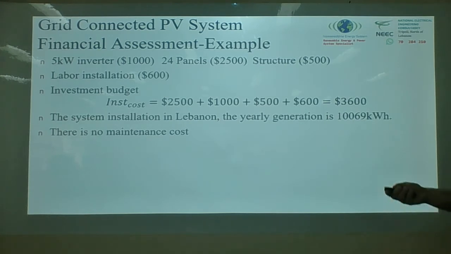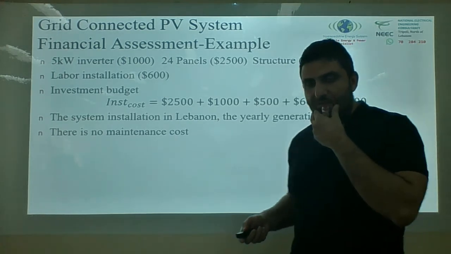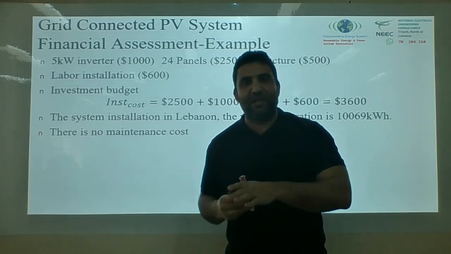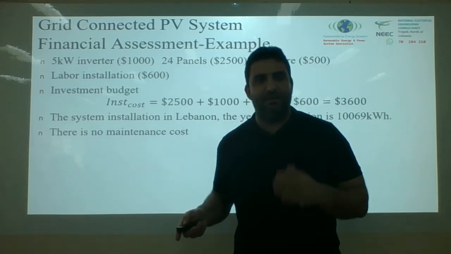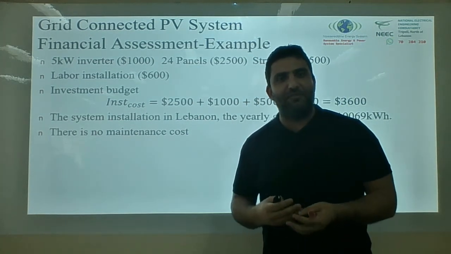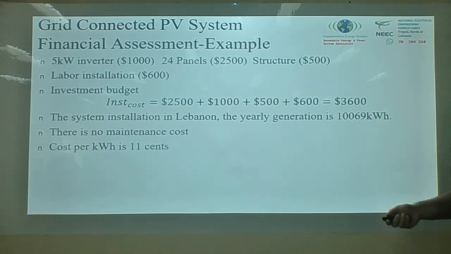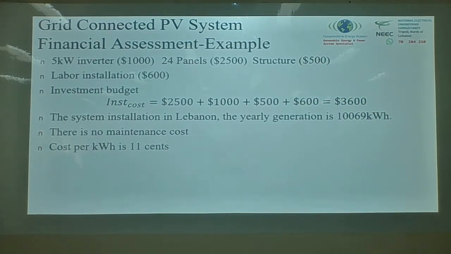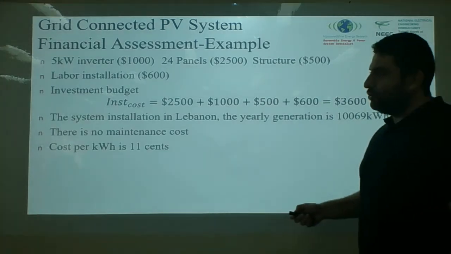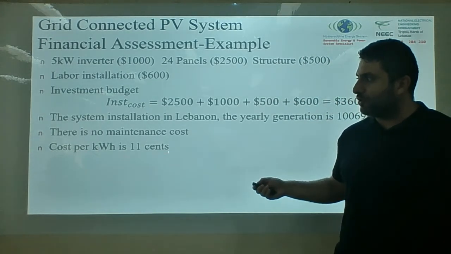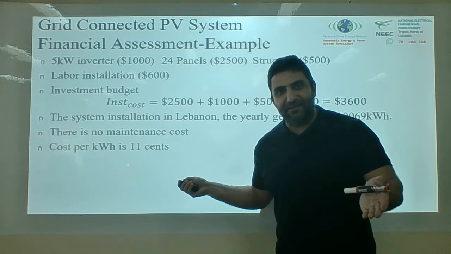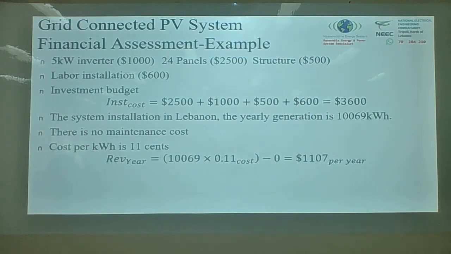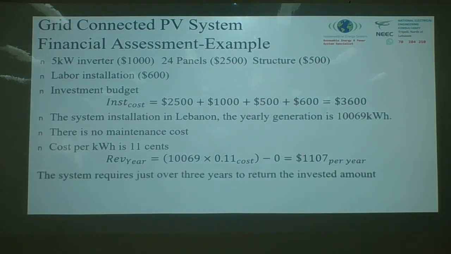So my revenue: I assume in Lebanon there's very rarely any maintenance. Sometimes an individual person with 12 panels can clean them maybe once every 6 months, once every year. And because of the rain, there's not a lot of dust, there's no sand. So the cost per kilowatt hour is 11 cents. Guys, if you are using a diesel generator to support your electricity, this could reach 80 cents per kilowatt hour, just to give you an idea. So the revenue is $1,107 per year.